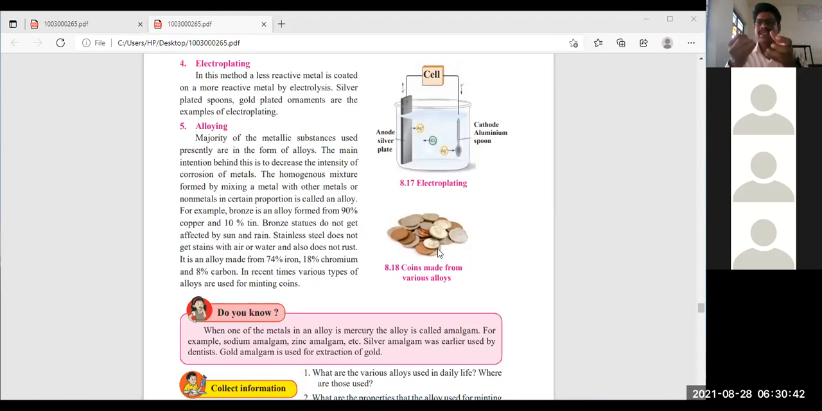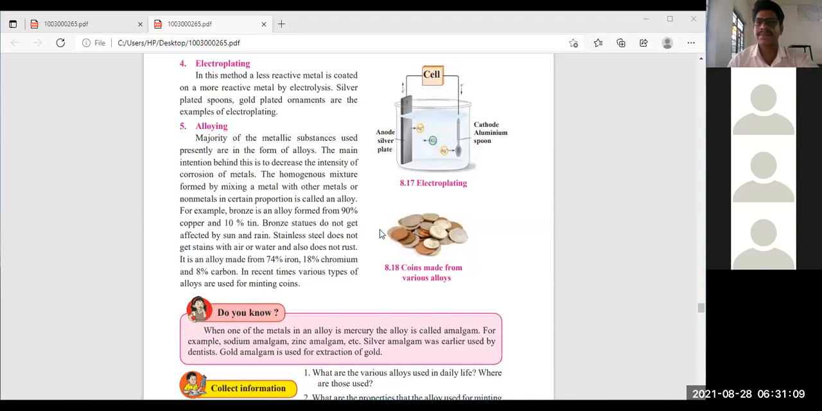But homogeneous means they are one part. Okay. So for this, if you see there, 90% copper and 10% tin is used for bronze. Bronze, you know, no? Yes, bronze medal, sorry. So bronze statues do not get affected by the sun and air. Bronze statues, have you seen the statues? So it will not be affected by the sun and air. If you just use copper, then it will be affected.